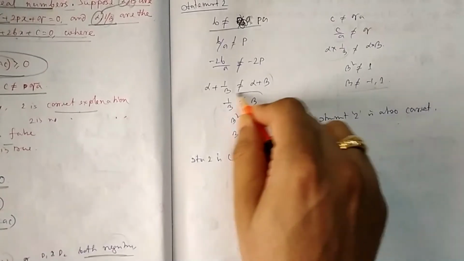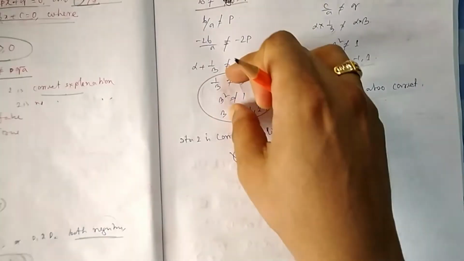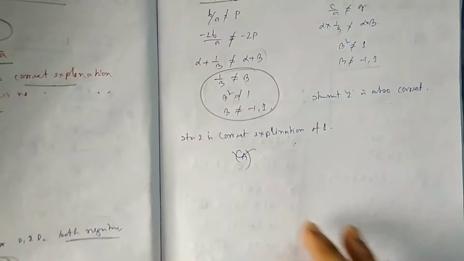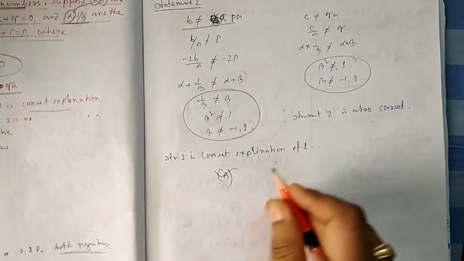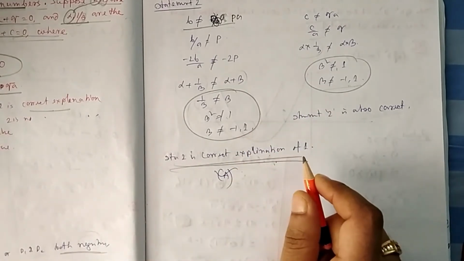And here also we have done the same thing. So if you find a common thing that you have done in statement 1, you are doing in statement 2 also. That means statement 2 is the correct explanation. It is in the same direction that statement 1 is going through. So that's why you can check whether statement 2 is the correct explanation or not.